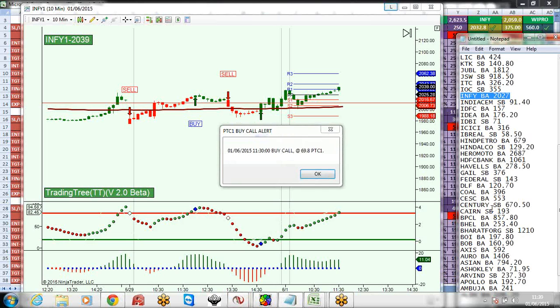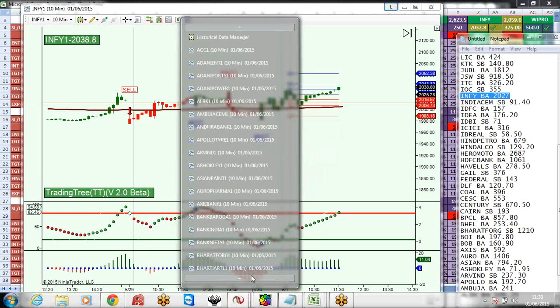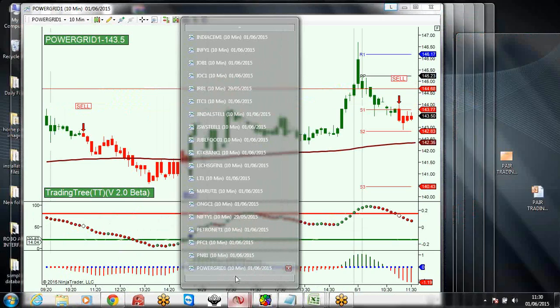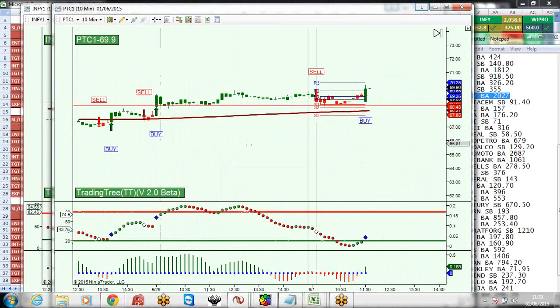There is a buy call in MC1. You can buy above 7030.